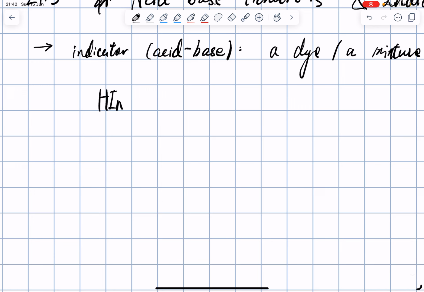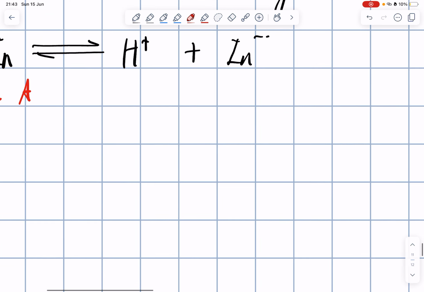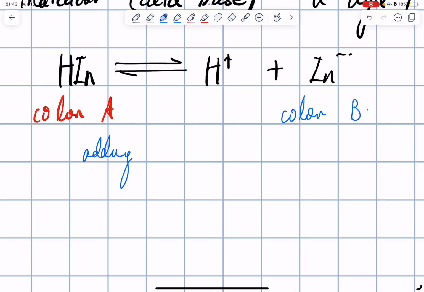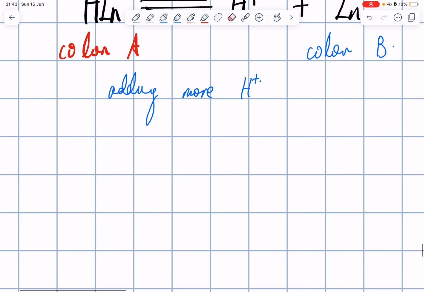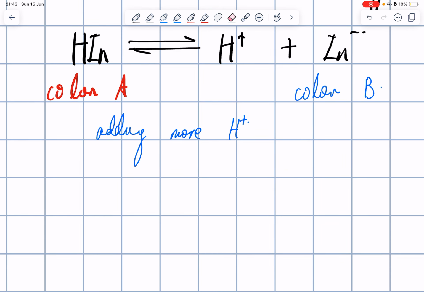How does it work? It works like this. There is a chemical equilibrium here. I will use HIn as the indicator, and look, HIn is color A and In minus is color B. So when you are adding more H plus ions, the equilibrium just shifts to the left hand side, so we are getting more color A than color B. And if we are adding more OH minus, they cancel H plus and use it up, so the position of equilibrium shifts to the right hand side more, so we get more color B. So we are getting different colors over a range of pH values. That's how it works.